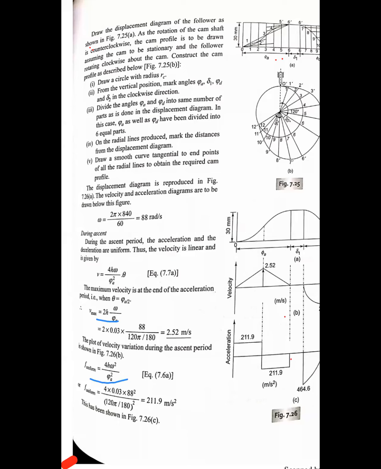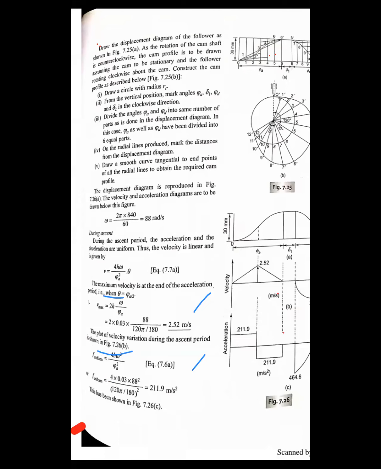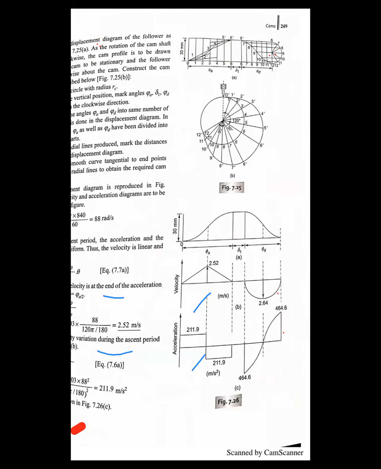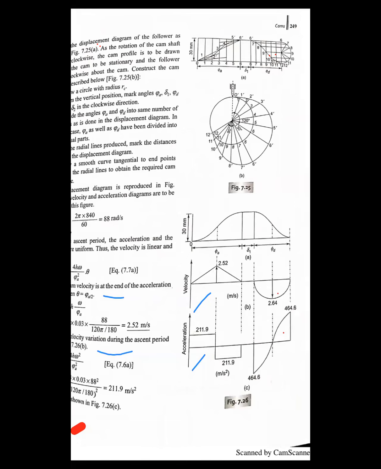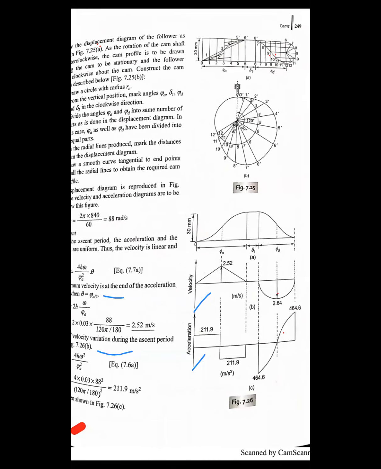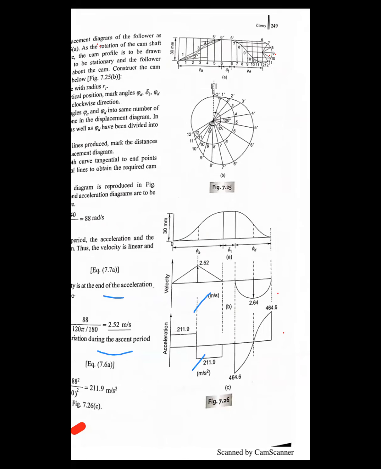When you have to find those values, you also have to draw the velocity and acceleration diagrams. For uniform acceleration and retardation, velocity is represented with a triangle format, and in the return stroke it is a parabolic curve. The acceleration is also represented this way.